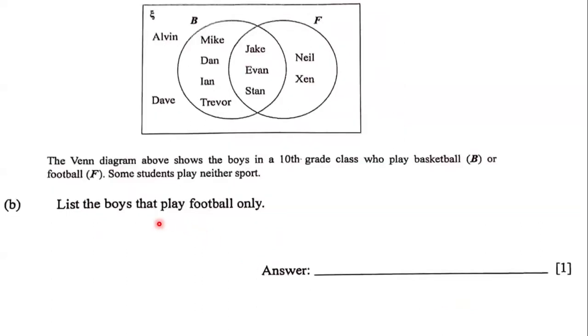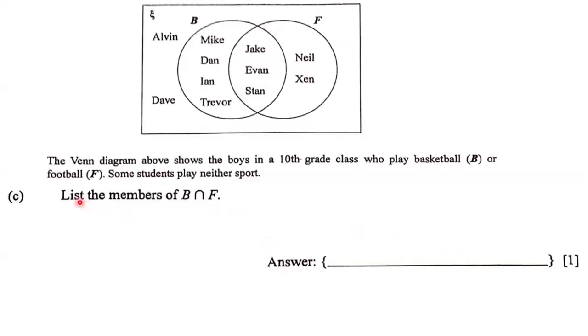The next question says, list the boys that play football only. Now, the boys who play football only are depicted on this Venn diagram right here. And this particular portion of the Venn diagram represents the boys who play only football. And so it's going to be Neil and Zen. These are the boys that play football only, represented on this side of the Venn diagram, Neil and Zen.